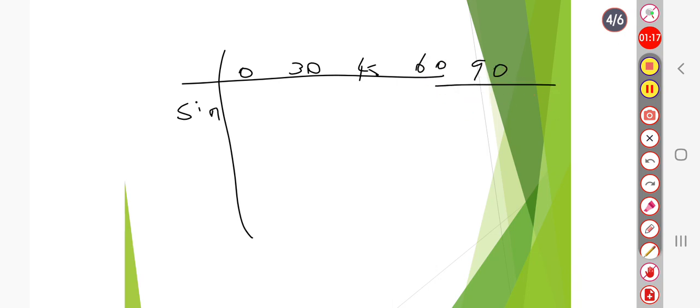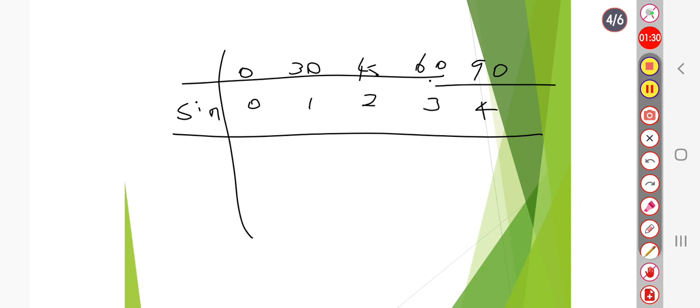Say for example, here your sine value will be there, and your 0, 30, 45, 60 and 90 will be here, right? The first and foremost step for finding the value of sine is that you first write 0, 1, 2, 3, 4, right? The first step you need to write 0, 1, 2, 3, 4, everything divided by 4.